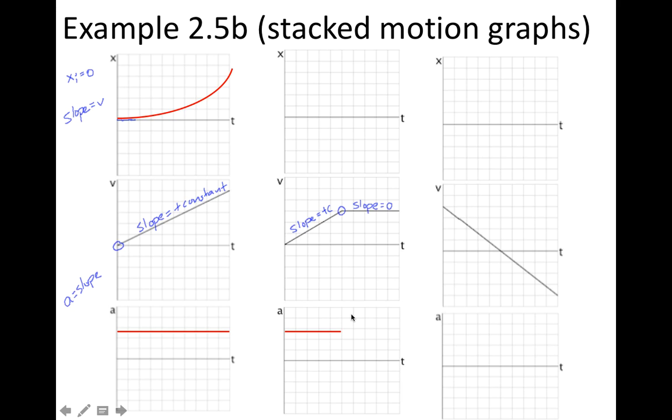Well, we'll start off by drawing a horizontal line above the horizontal axis to indicate a positive constant value. And then we will draw a horizontal line at 0 to indicate 0 acceleration. And we can join them with a vertical line.